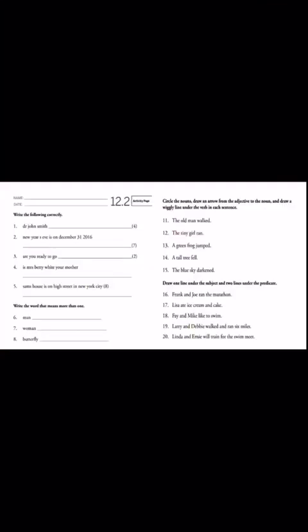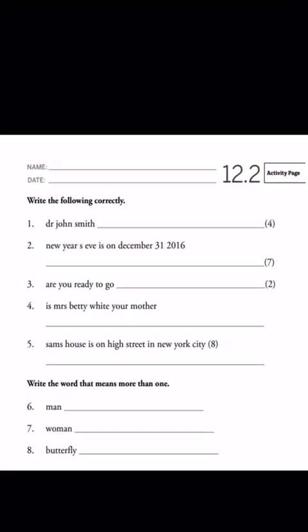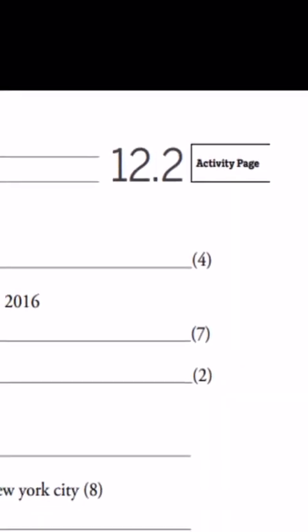I think you're ready for your activity page. The first part, you're going to write the following correctly. Okay, they gave you numbers in parentheses at the end of each line. That tells you how many times you're going to change that phrase, that sentence, that name. So the first one, number 1, we're going to make 4 changes because that's the number in the parentheses on the end of that line.